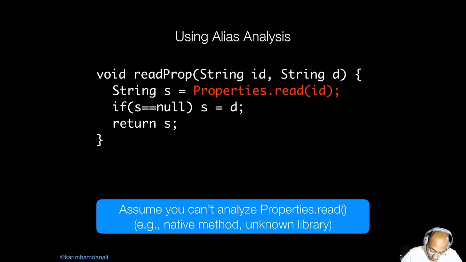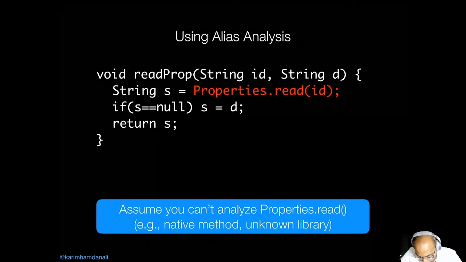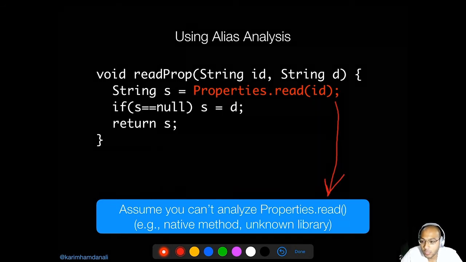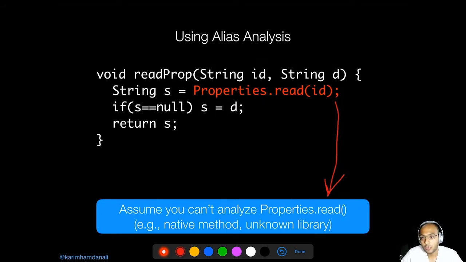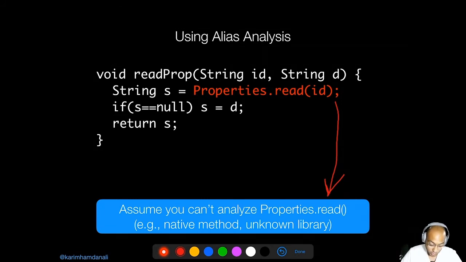The key point here is assume that this read statement, properties.read ID, is something that you cannot analyze. Maybe it's in some library that you don't have access to. Maybe it is some native method written in C++ that your Java analysis isn't aware of. Maybe it is some code that is no longer accessible. There could be a lot of reasons why you cannot access it anymore or you cannot analyze it anymore. But assume that's the case.